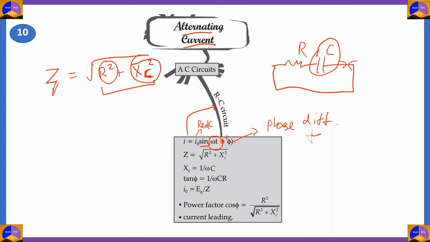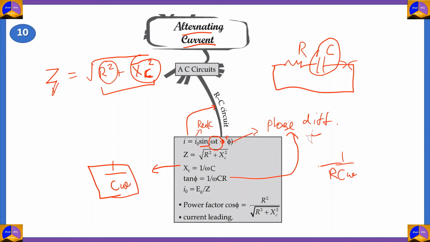And we find the value of XC as 1 by C omega. So that's another general formula for XC. We find the capacitive reactance using 1 by C omega. And again, to find out tan phi, which is the tan ratio of the phase difference, we use the formula 1 by C omega R, 1 by R C omega.